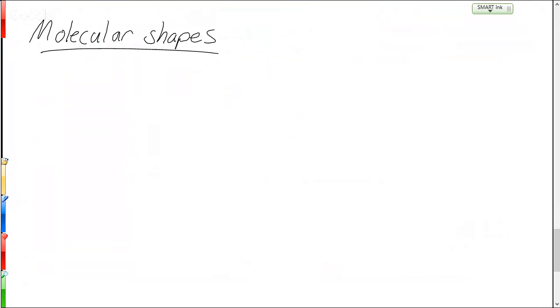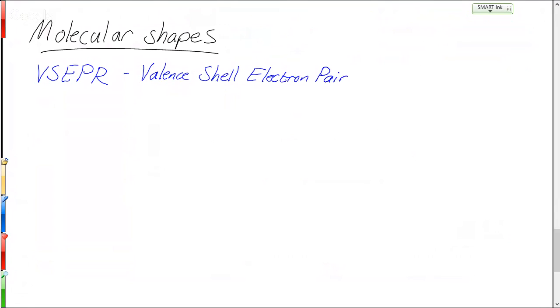All right, so the major theory we use for this is VSEPR, which we pronounce "Vesper," even though it should be pronounced differently. I don't know. We call it Vesper. And it stands for valence shell electron pair repulsion.